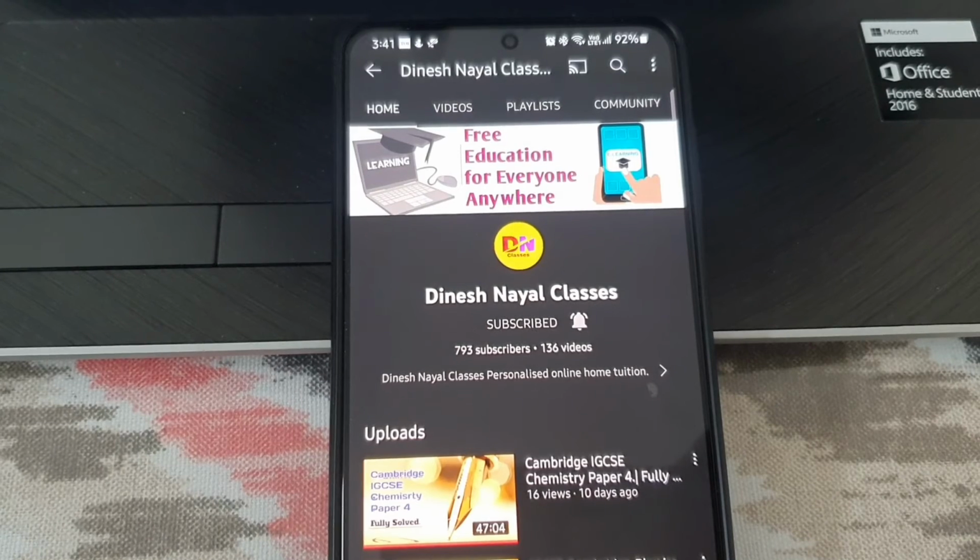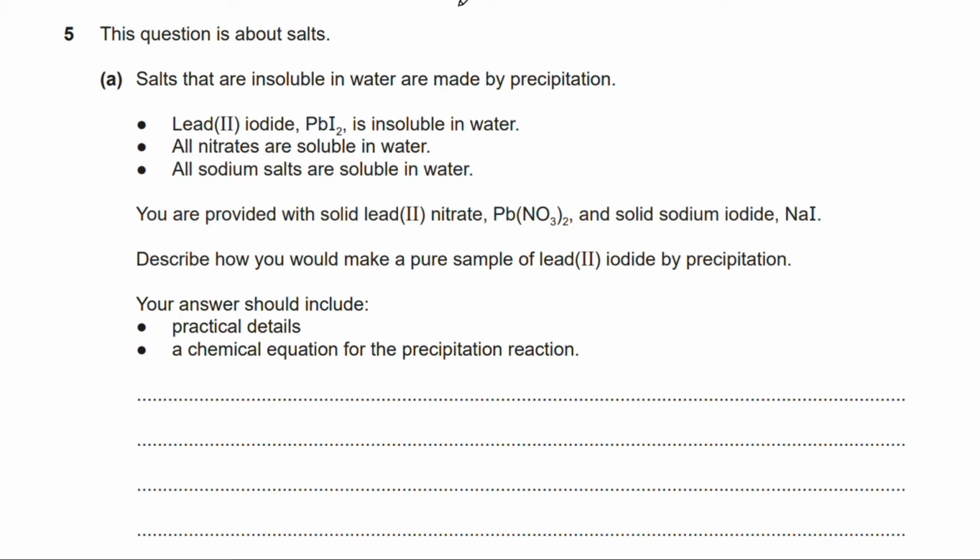Now coming back to the question. This question is about salts. Salts that are insoluble in water are made by precipitation. Lead(II) iodide, PbI2, is insoluble in water. All nitrates are soluble in water. All sodium salts are soluble in water. You are provided with lead(II) nitrate, Pb(NO3)2, and sodium iodide, NaI. Describe how you would make a pure sample of lead(II) iodide by precipitation. Your answer should include practical details and a chemical equation for the precipitation reaction.